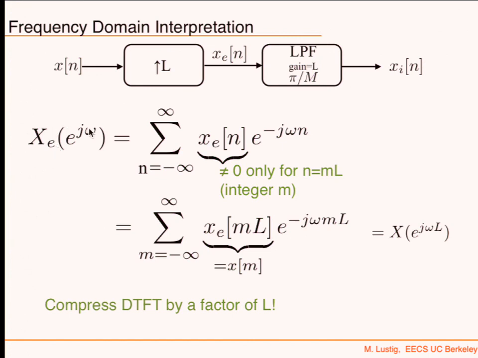So what is the Fourier transform of x sub e, X sub e of e to the j omega? Okay, we want to look at what is the Fourier transform here. The Fourier transform here, if I just write it down, is the sum from n equals minus infinity to infinity of x sub e of n e to the minus j omega n. But if I stare at this long enough, I realize that x sub e is non-zero only for n equals mL. Okay?